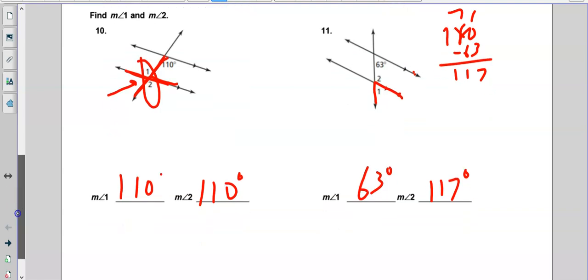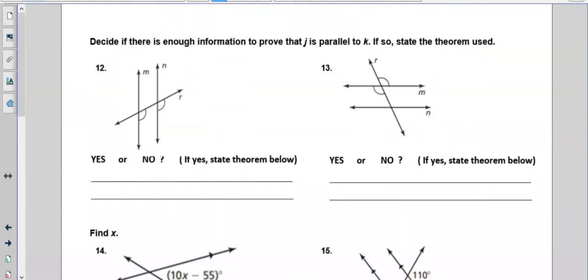Because they're supplementary. So there's more than one way to figure out these angles. All right, decide if there's enough information to prove that J is parallel to K. That's a little typo here because we have M and N. So instead of writing it down in the problem, I'm just going to change this to M and change this to N. So we're trying to figure out if these two lines are parallel.